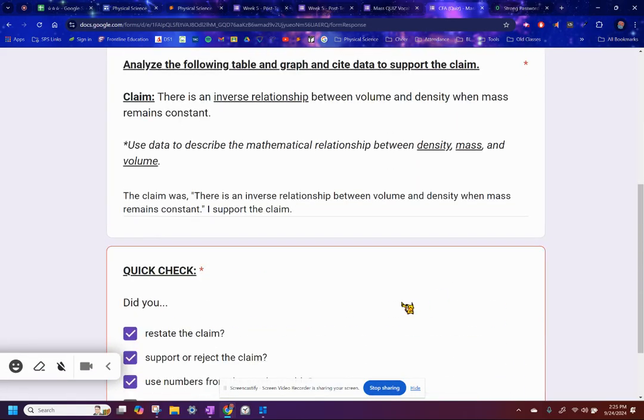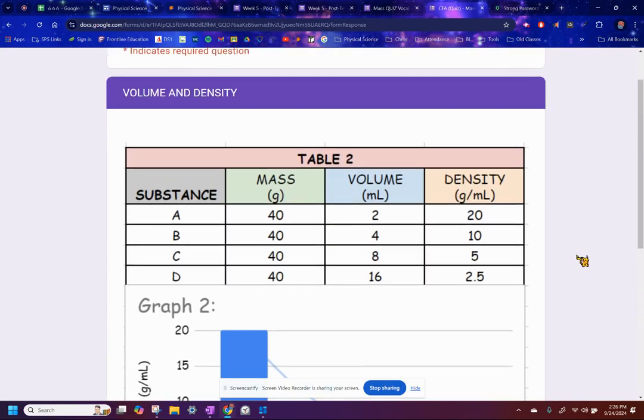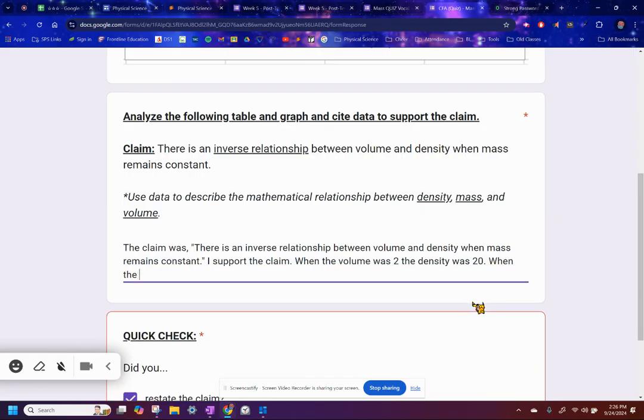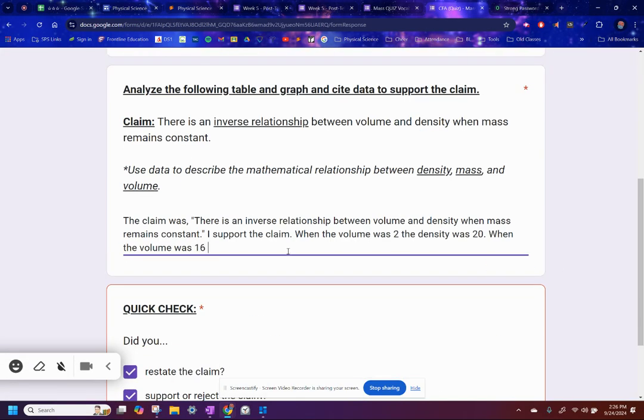Let's just do that. The volume was 2. The density was 20. When the volume was, let's pick another one, 16, the density was 2.5.